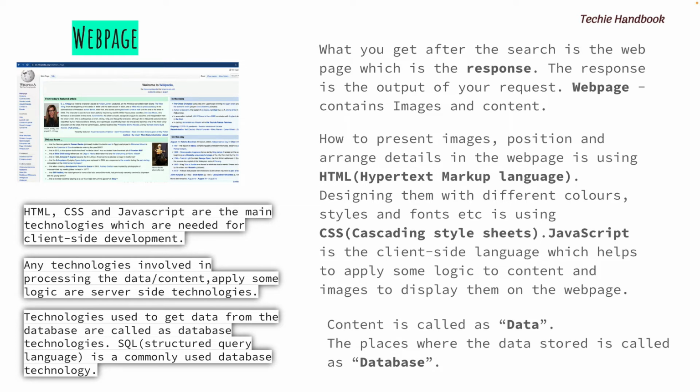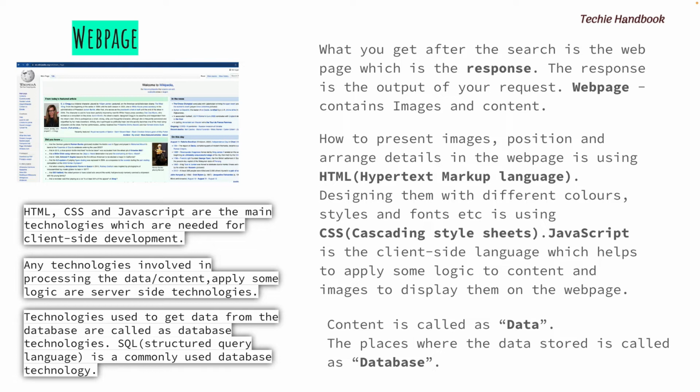Whenever we search for any website, what we get as a response is a web page. If you look at the image presented here, a web page contains content and also images. The content of a website can be in any form. It can be plain text or it can have images and also animations and everything.